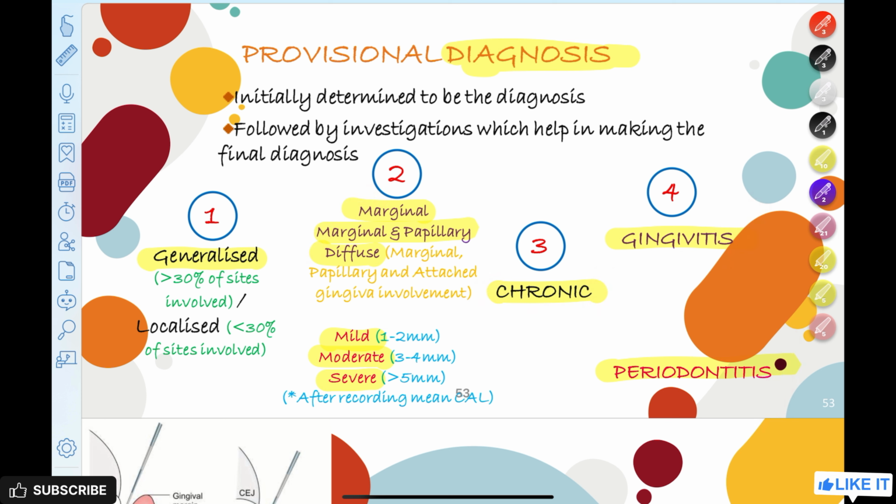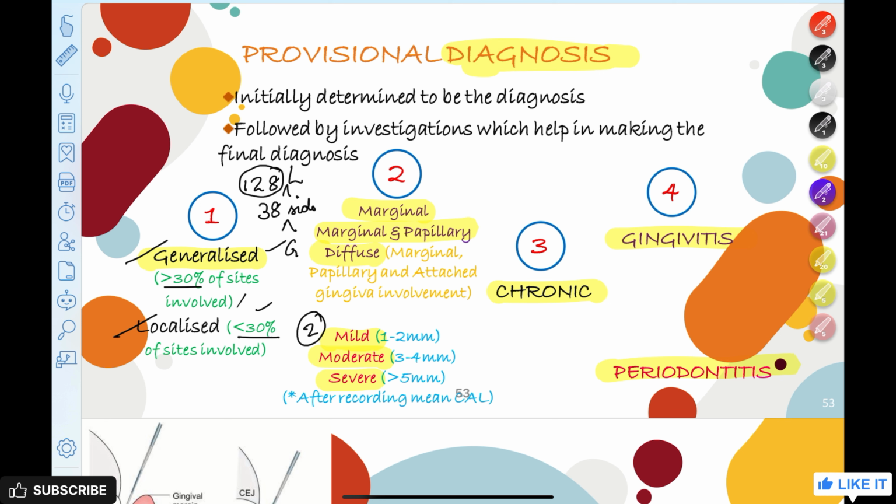So how to write the diagnosis? Is it generalized or localized? We see 128 sites in the periodontal charting. So what is 30% of 128 sites? Approximately 38 sites. If more than 38 sites are involved, it is generalized. If it is less than 38 sites, it is localized. Simple. How to write generalized and localized? If more than 30% of sites are involved, or if less than 30% of sites are involved.